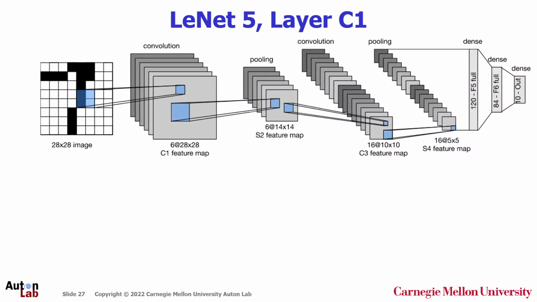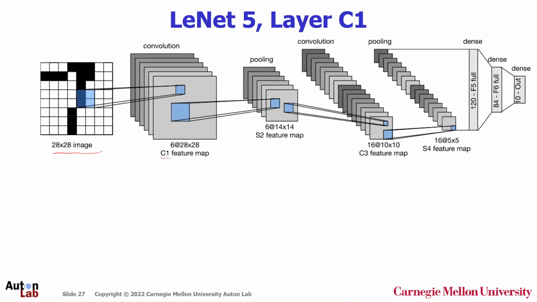Let's continue discussing the LeNet neural network. After the neural network receives a 28 by 28 input image, it goes into the first layer, which is denoted by C1.